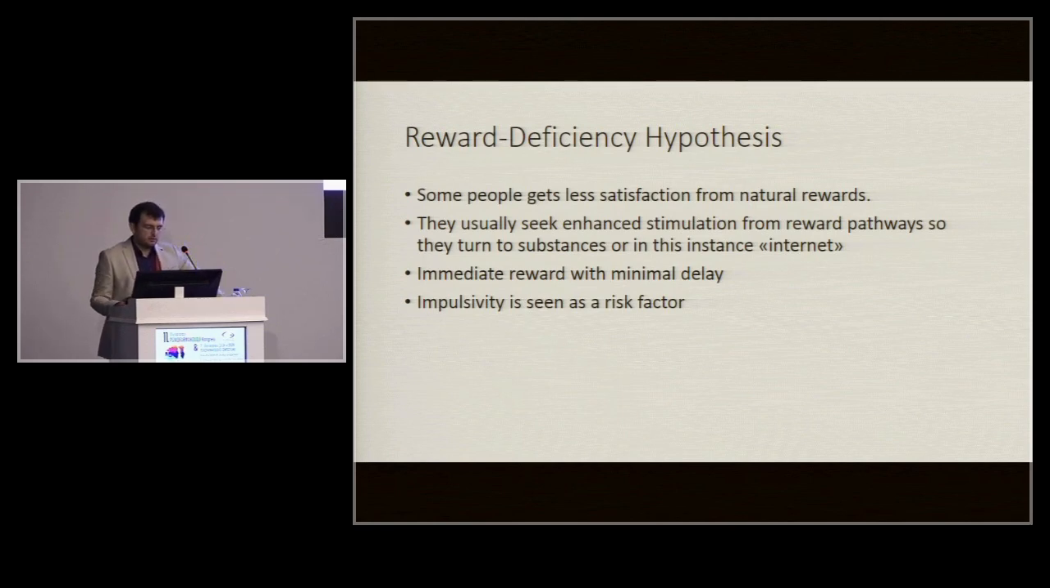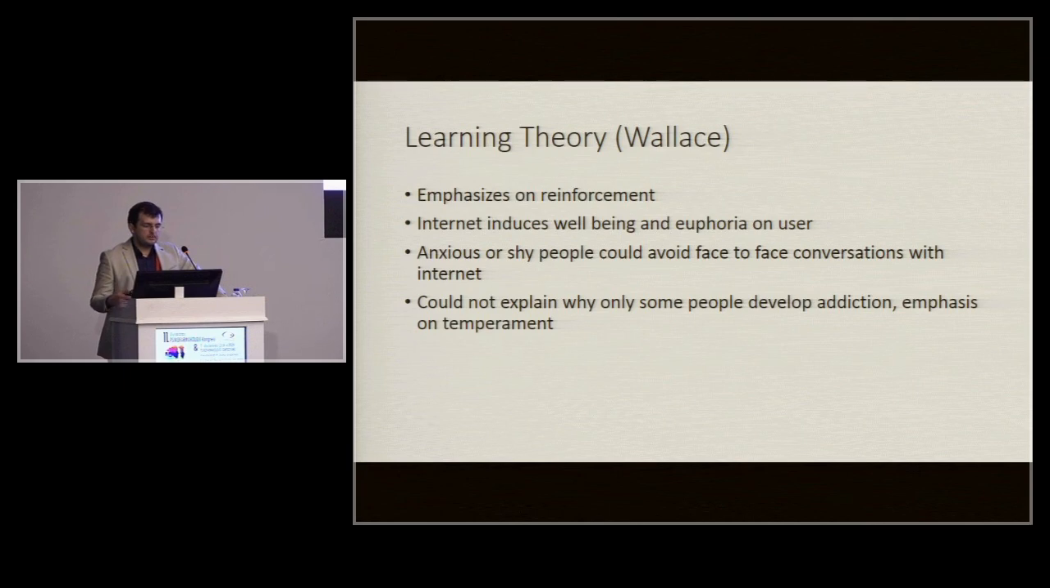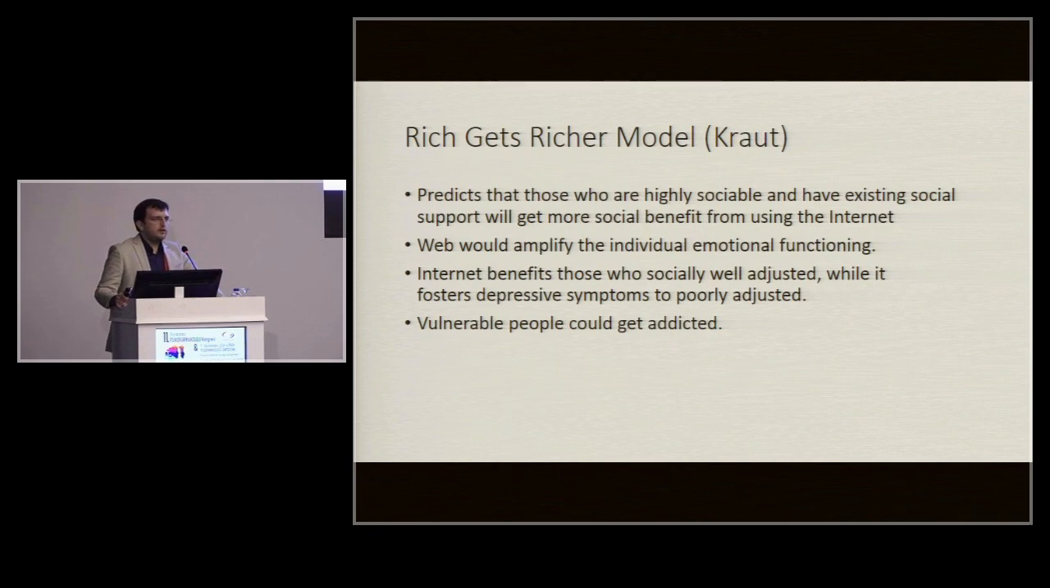Learning theory of Wallace was developed earlier than others in 1999, and according to this theory, these people learn more through feedback and reinforcements, and internet induces their well-being and euphoria. And in anxious or shy people, they avoid face-to-face conversation and prefer internet communication. And this obviously helps the development of addiction, and there's also focus on disposition. When we look at Kraut's model, the rich gets richer, it says that the internet is a kind of amplifier. So you can enhance your skills if you have some social skills, basically, he says. If you're more depressive, or if you adapt less or not as well, internet may have more negative effects, and you may tend for more addiction.